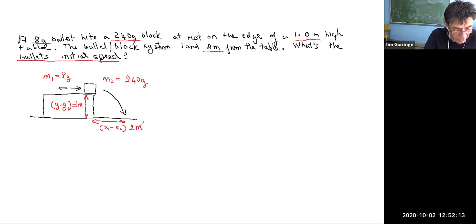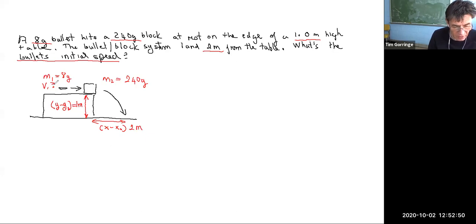And we've got to put this information together to find the unknown, the initial speed of the bullet, and I'll call that V1. So that's the information we're given, and that's what we want to figure out. And we're going to do it through a series of steps. The first step is kinematics of falling bodies, and we're going to find the speed of the block with the bullet stuck in it as it leaves the edge of the table by kinematics.